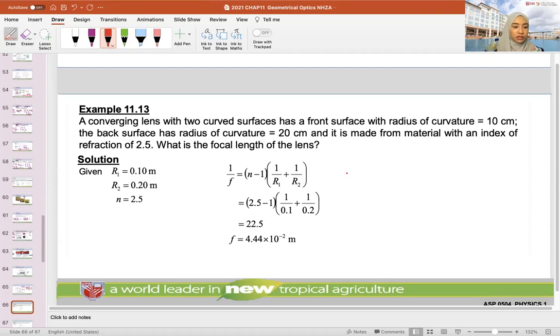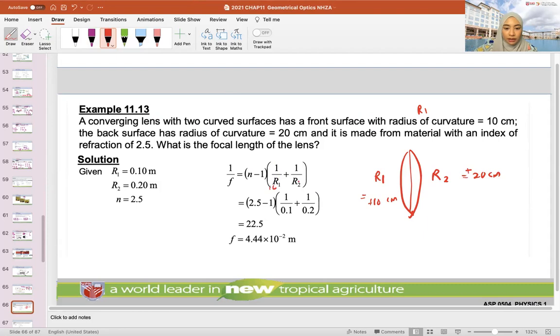Okay, question. A converging lens with two curved surfaces has a front surface with radius of curvature R1 of 10 centimeter and back surface curvature R2 of 20 centimeter. Converging is convex, bulging, so it looks like this. Now remember the R1 and R2 for a converging lens are positive. So this will be positive 10 and this will be positive 20. Even though one is at the front and one at the back, for a converging lens R1 and R2 are both positive.